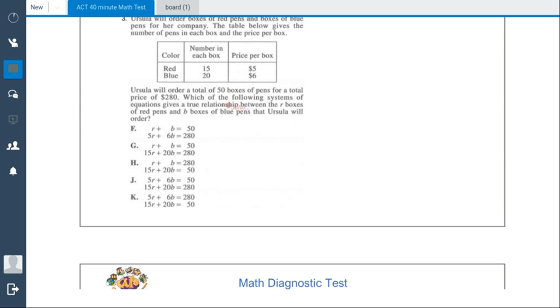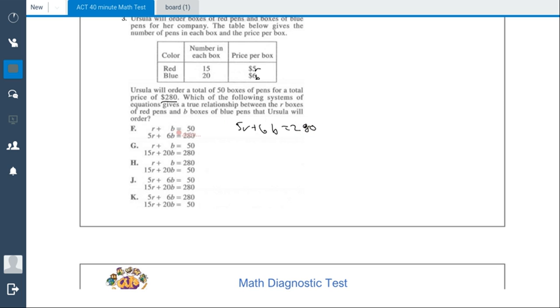Whenever I have a word equation, I am literally going to take the numbers that I see and associate them with the letter. So R and 5 go together, and B and 6 go together. And so in my equation, I notice that these are dollar amounts and 280 is a dollar amount. So one of my equations has to be 5R plus 6B is equal to 280.